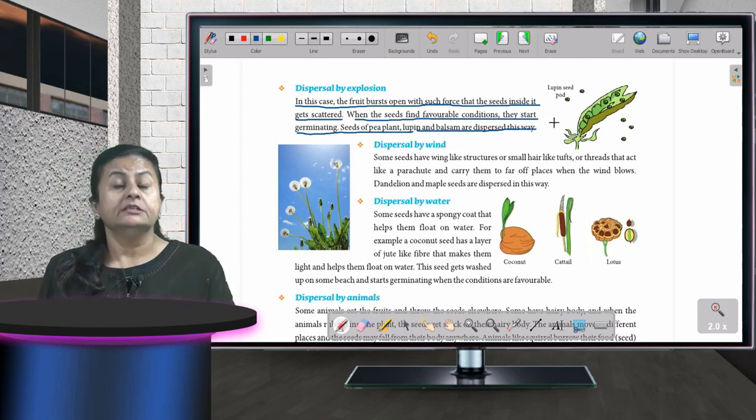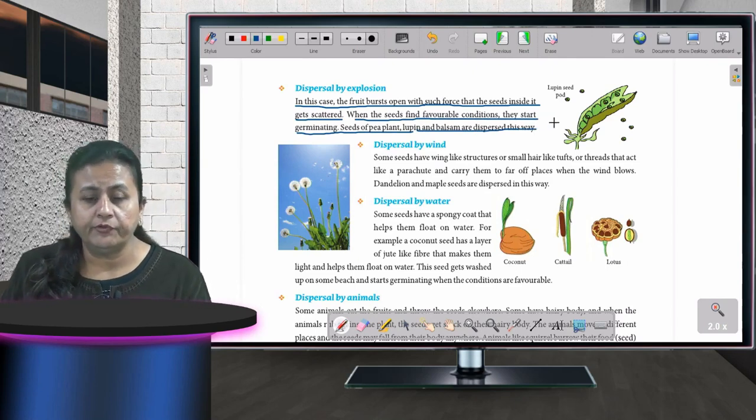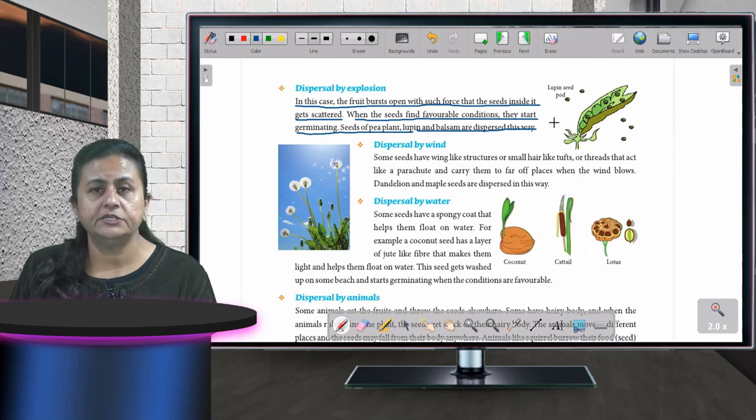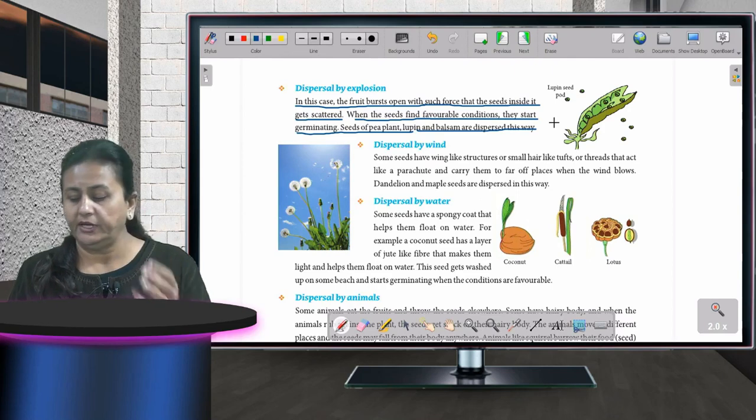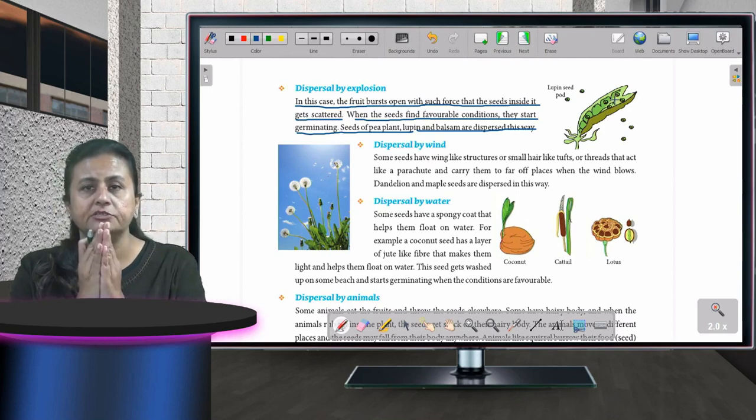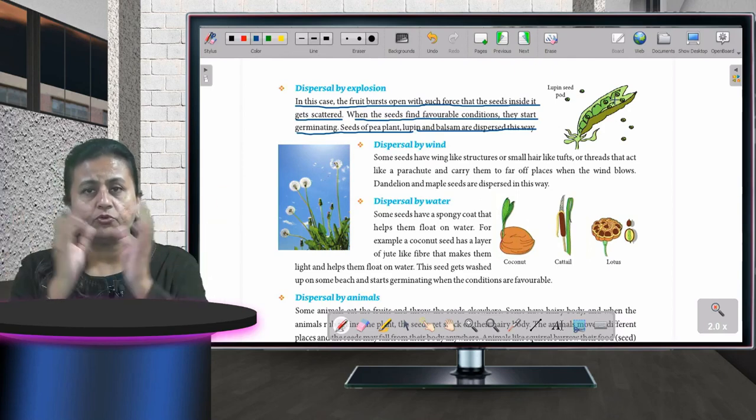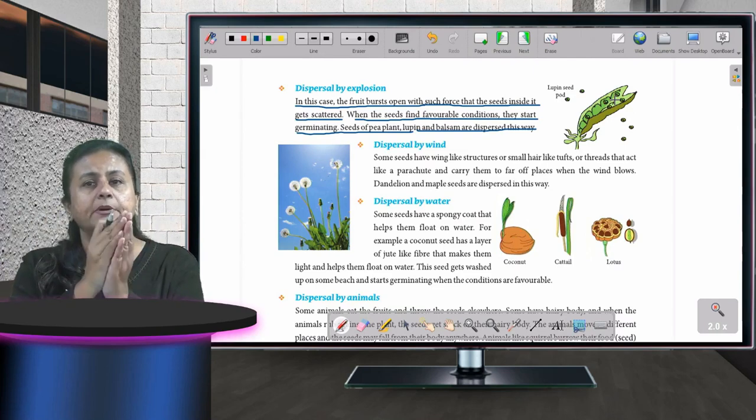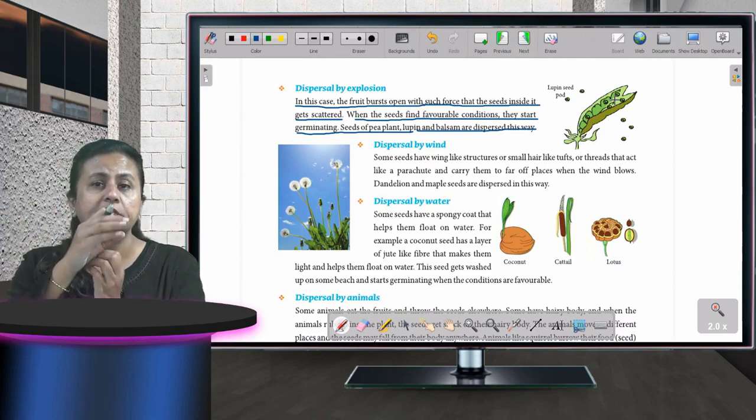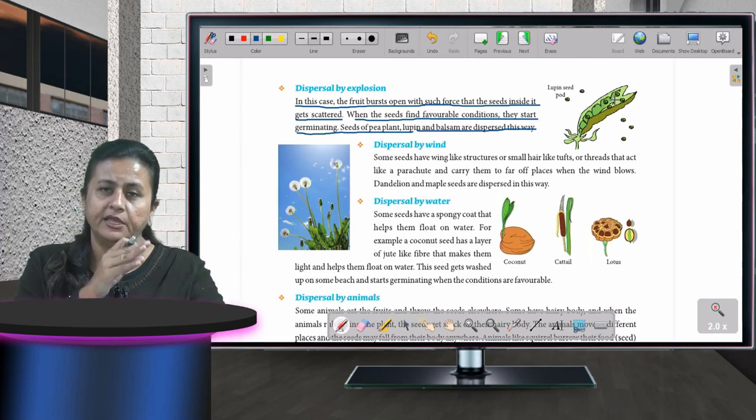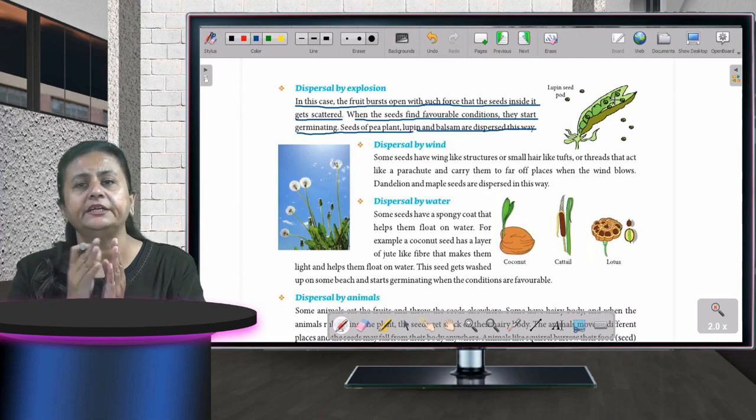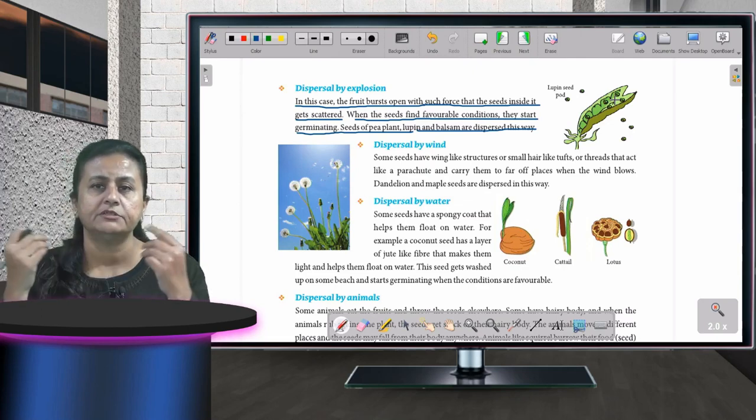See, a very beautiful example of dispersal by explosion is the pea plant. What happens? The fruit gets burst. It bursts suddenly, it bursts with force. What happens when it is bursting with force? The seeds which were inside that fruit will be carried far off, and wherever they land, once they get favorable conditions to grow, they will start growing.